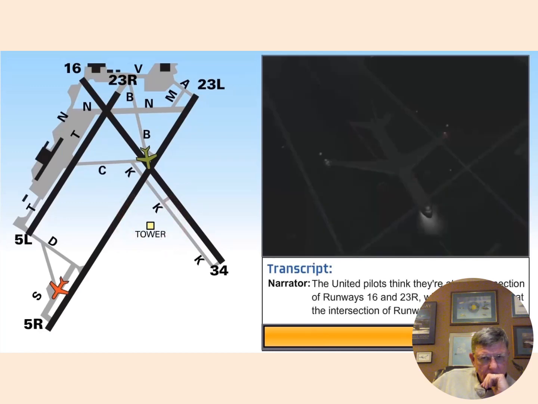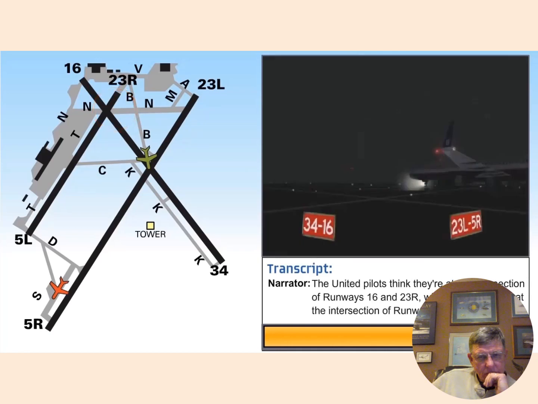The United pilots think they're at the intersection of runways 16 and 23 right, when in fact they're at the intersection of runways 16 and 23 left. Still believing the aircraft to be safely away from the active runway, the controller continues to clear aircraft for takeoff.